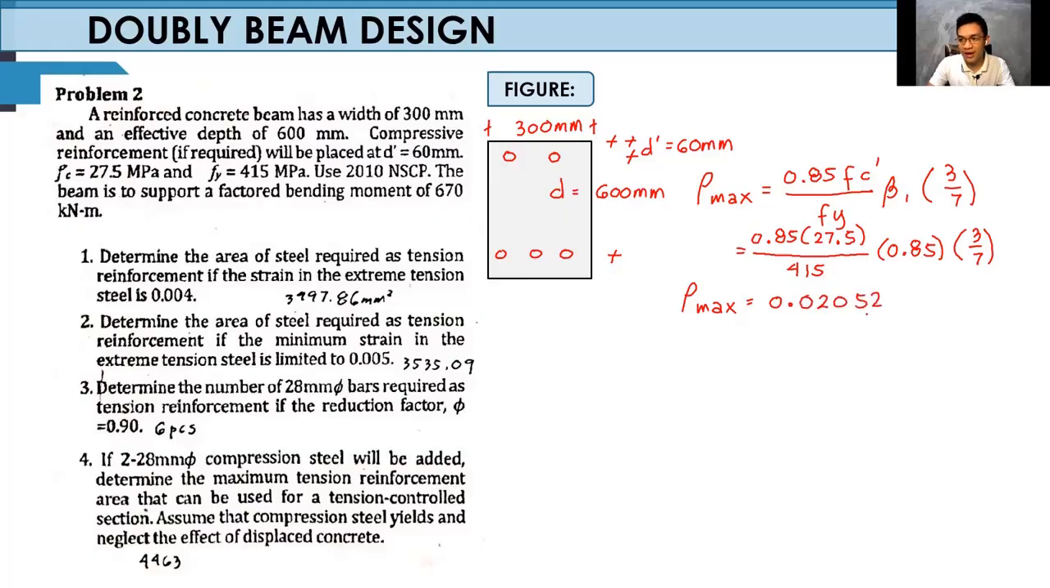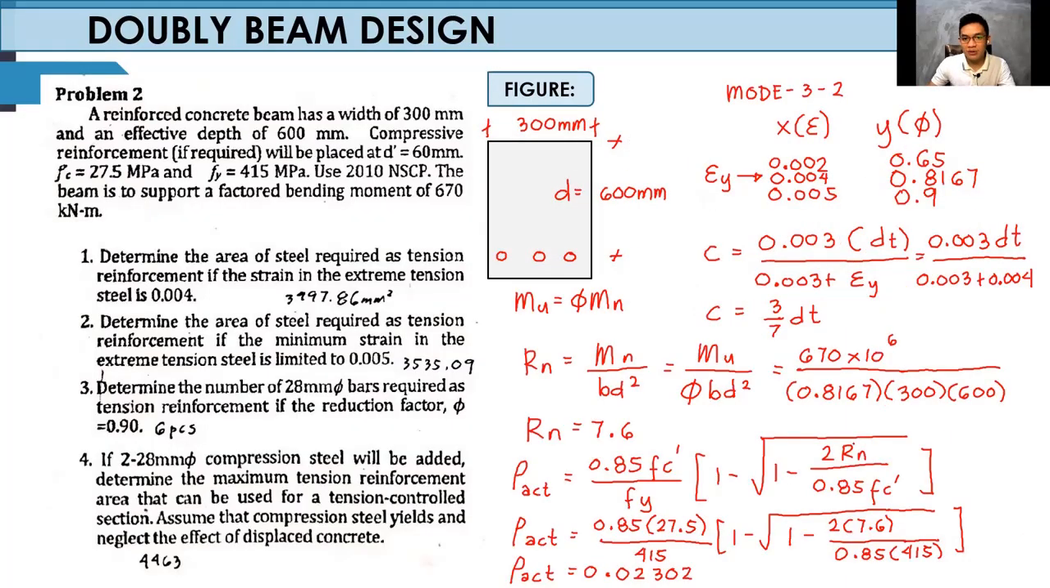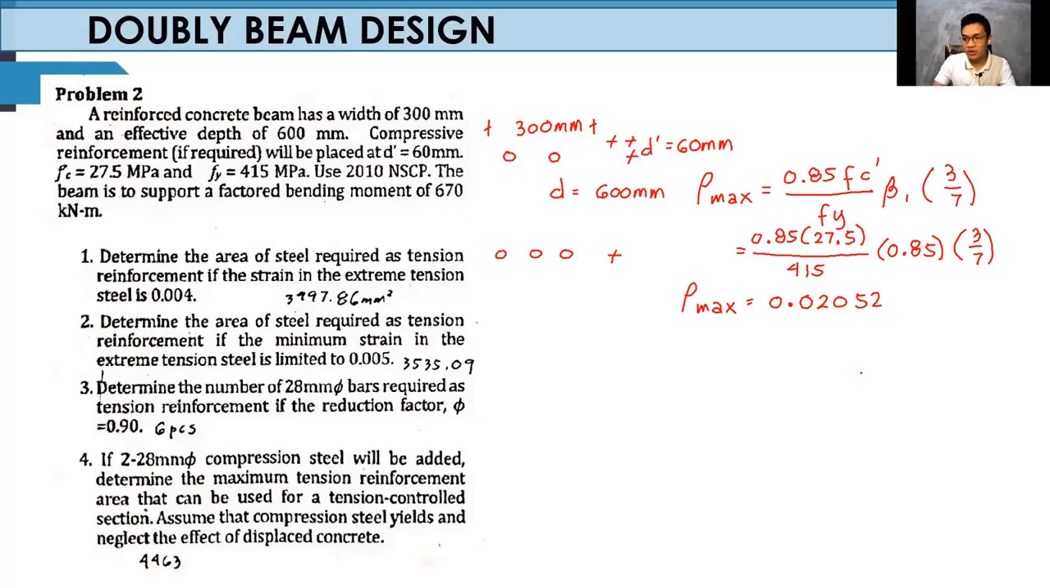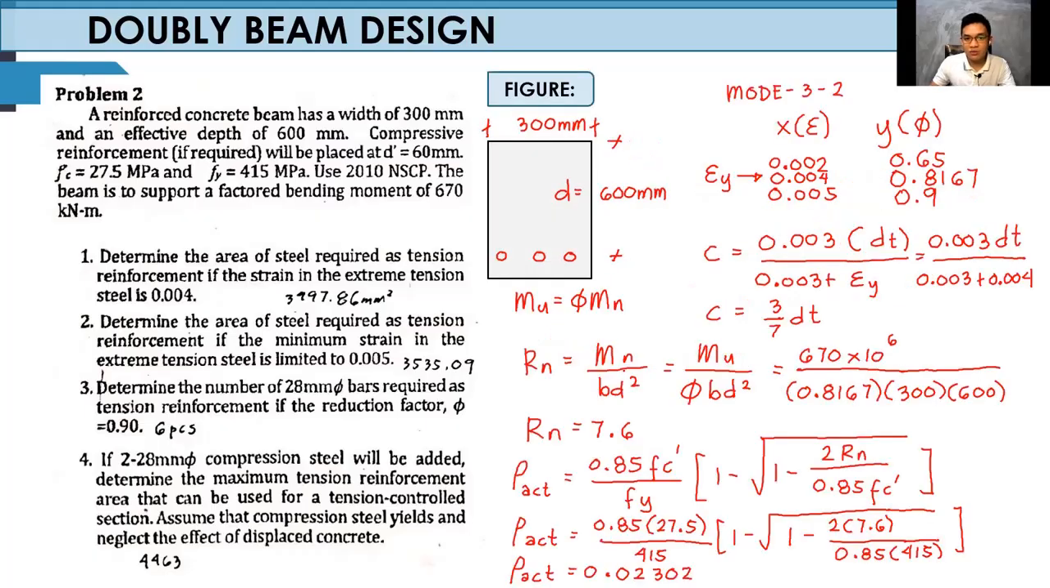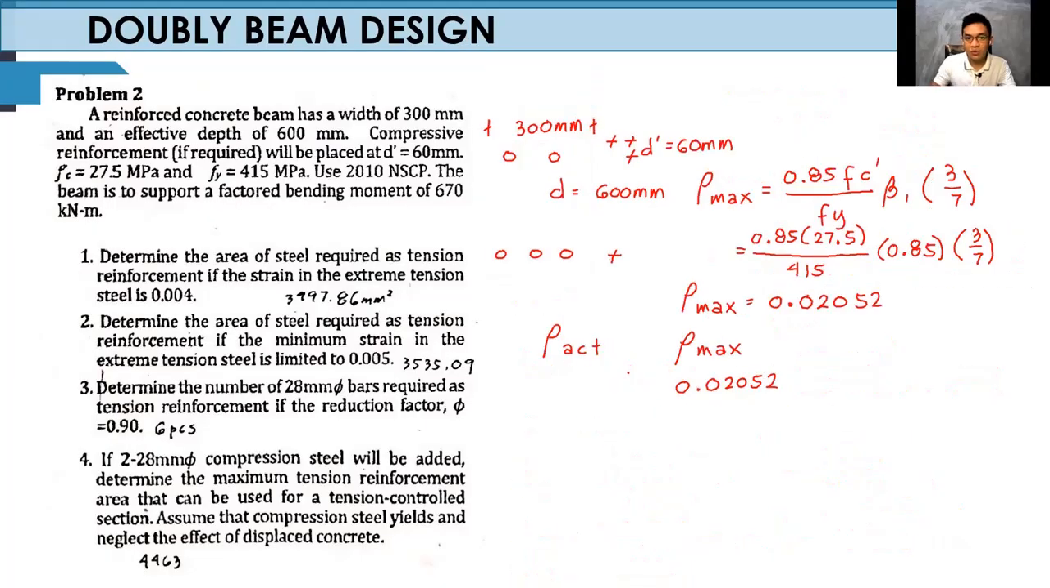Okay, so by using our calculator, makukuha na natin yung ating rho maximum, which is equivalent to 0.02052. Ayan. So next thing is we need to compare that one. 0.02302, 0.02052. So ilagay natin dito yung ating rho actual, then yung ating rho maximum, para ma-compare natin. So, rho maximum natin is 0.02052 while our rho actual is equivalent to 0.02302.